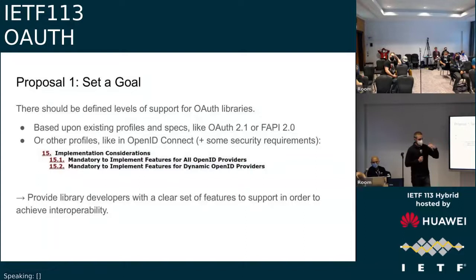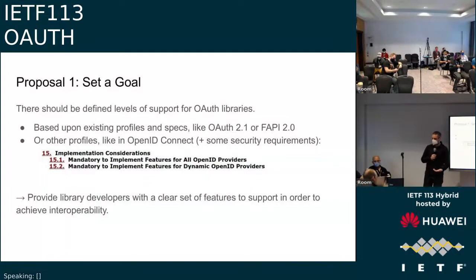Maybe we can provide defined levels of support, defined feature sets, something with a label on it, just saying, okay, this is, I don't know, OAuth super duper compliant. This can be based on existing profiles and specifications, so maybe we can attach this somehow to OAuth 2.1. Maybe you can use FAPI as a guideline. Or we could just stay within a very narrow context with the core OAuth plus PKCE plus something else, and just say there are mandatory-to-implement features for a certain profile.